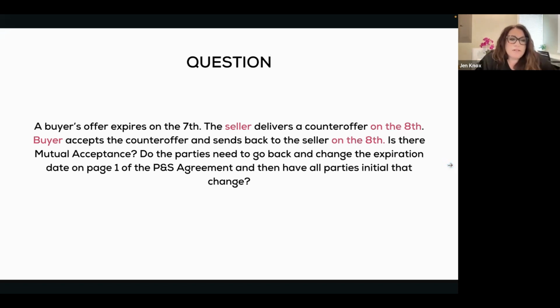So think about this question. A buyer's offer expires on the 7th. The seller delivers a counteroffer on the 8th. The buyer accepts the counteroffer and sends it back to the seller on the 8th. Is there mutual acceptance? Did the parties need to go back and change the expiration date of page one of the purchase and sale agreement, and then have all the parties initial that change?